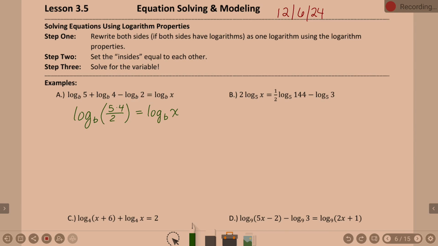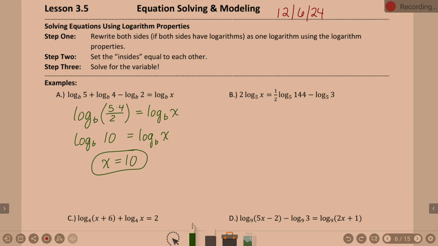Would you not multiply that yet? I am. I was just showing the step, so a number didn't just appear out of nowhere that you didn't know where it came from. When you clean up 5 times 4 divided by 2, that's going to be log base b of 10 equals log base b of x. Well, if you have log base b of 10 equals log base b of x, guess what? X is 10. Once you have log equal to log with the same base, the insides are the same.